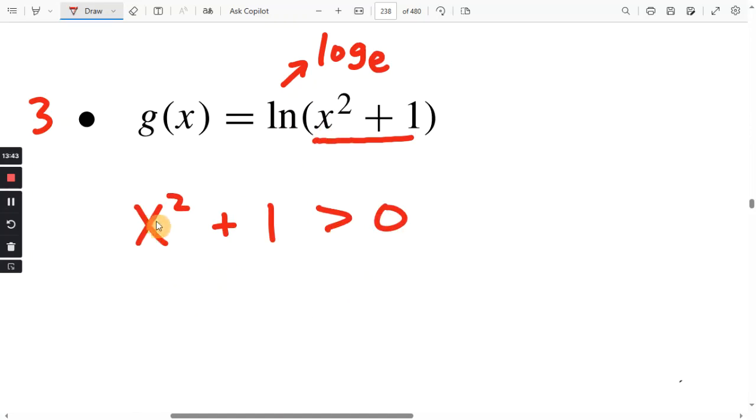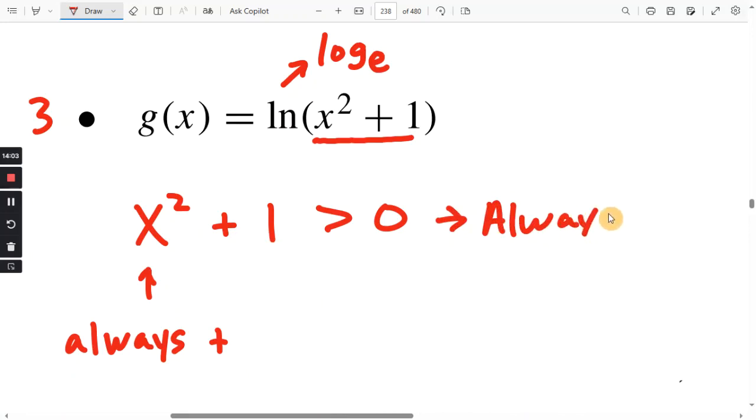If you square the x, that's always positive. And plus 1 is always positive, so a positive plus positive is greater than 0. This is always true. So this is going to be all real numbers.